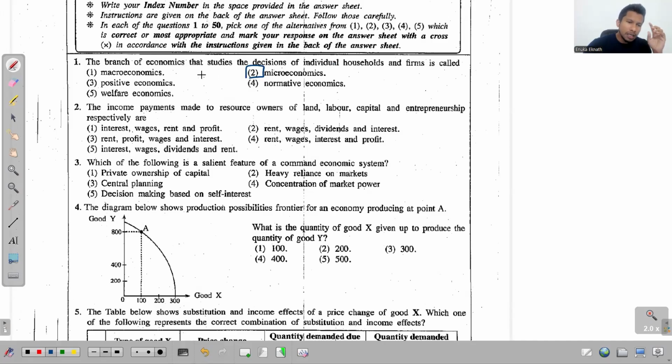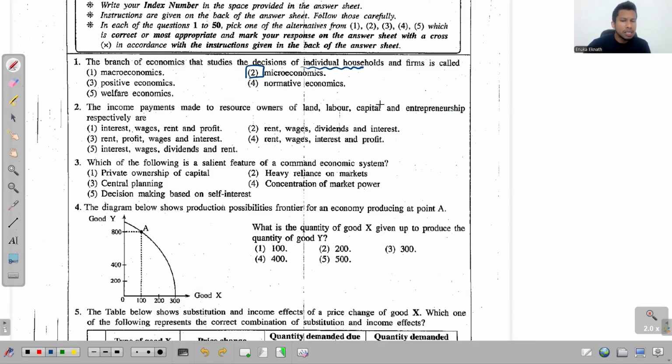And if it is the branch of economics that studies the aggregates, we recognize that to be macroeconomics, right? So these are the two branches we have in economics, macroeconomics and microeconomics. So no point of discussing the other provided options. For question 1, since we just focus on individual households and individual firms, the answer is the second one, microeconomics. Right. Second question says, the income payments made to resource owners of land, labor, capital, and entrepreneurship.